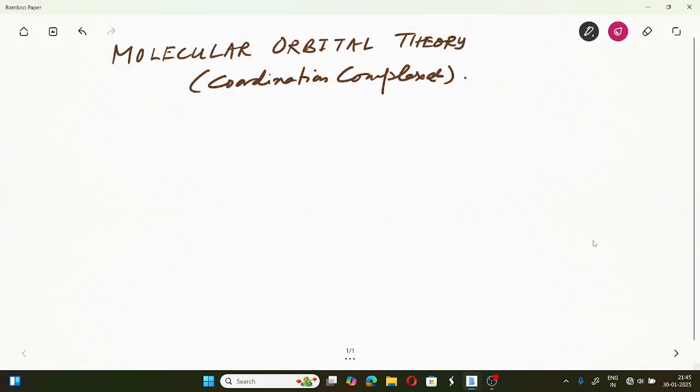So in this class, we shall start with molecular orbital theory in coordination complexes. Now, before moving into the octahedral complexes straight away, let us first consider a simple complex of type ML, for example, where M is the metal ion.